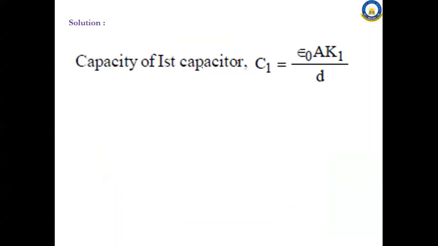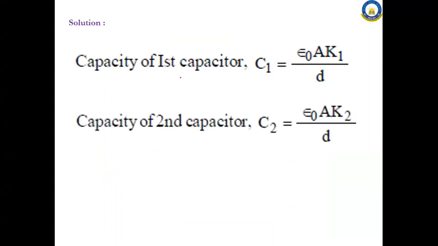The capacity of the first capacitor C equals epsilon naught A by D for air medium. When the medium is replaced by a dielectric constant K, the capacitance is given by epsilon naught A K1 by D for the first capacitor. Similarly, for the second capacitor, C2 equals epsilon naught A K2 by D.